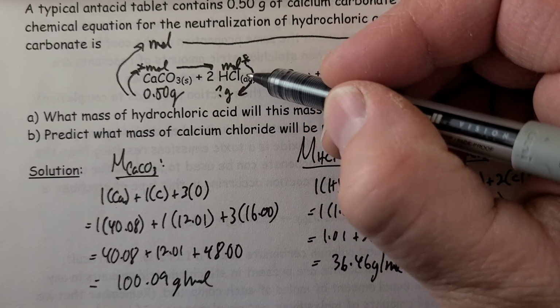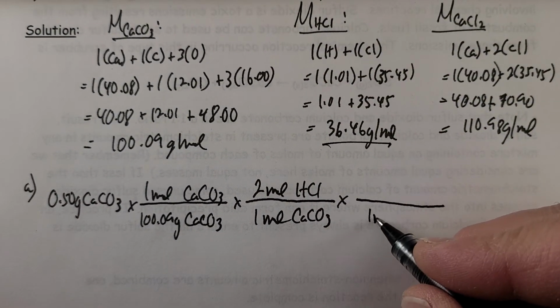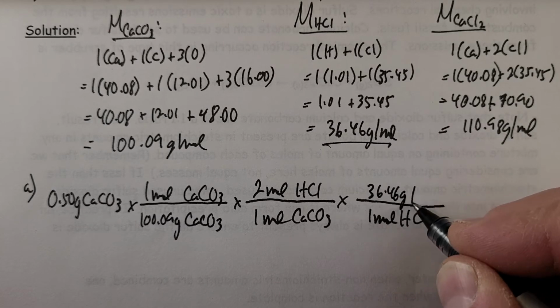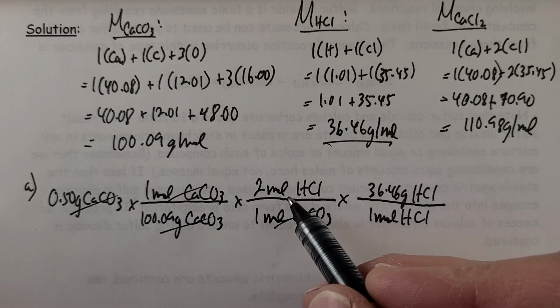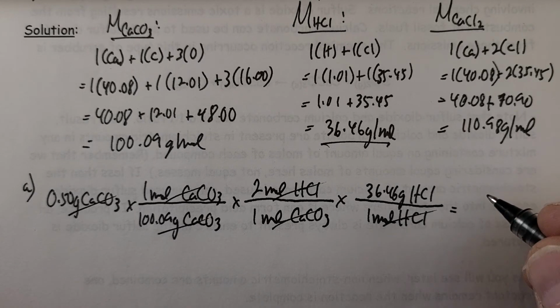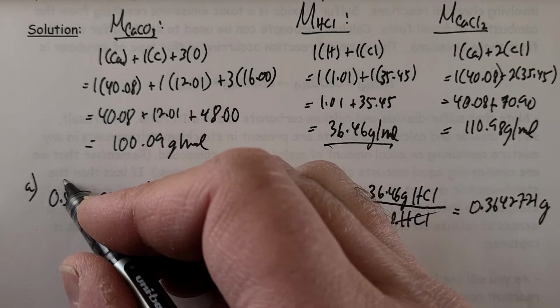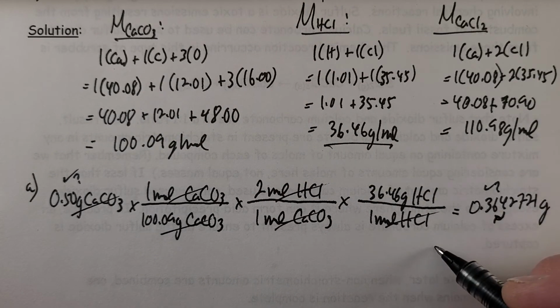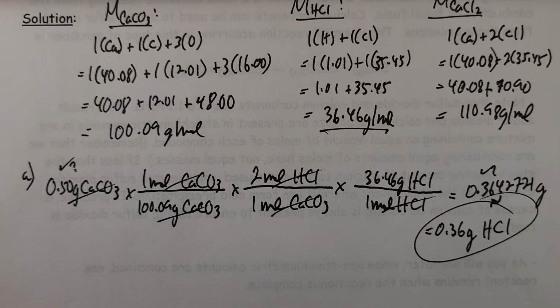And of course the last step, moles of HCl to grams of HCl. And of course look at this, cancel, cancel, cancel, cancel, cancel, cancel. So if you put that in your calculator, I think you get 0.364271 grams. And of course, if I look at sig figs, 2 sig figs, 2 sig figs, this is a 4, so that's just going to simply be 0.36 grams of HCl.